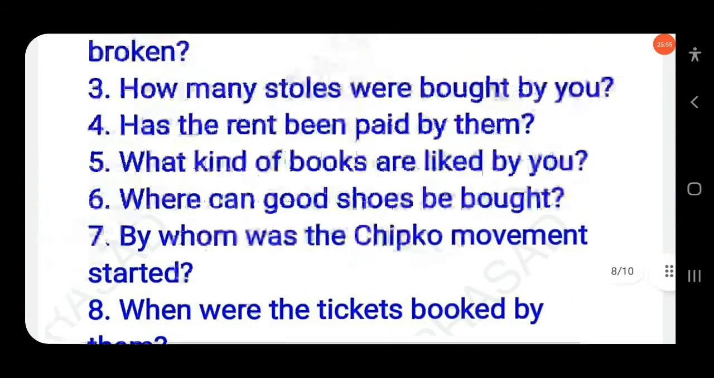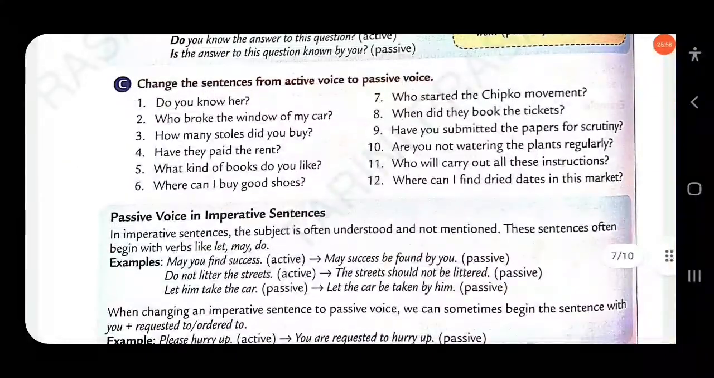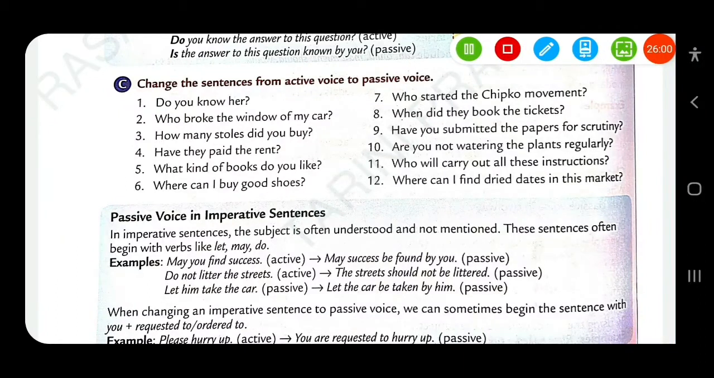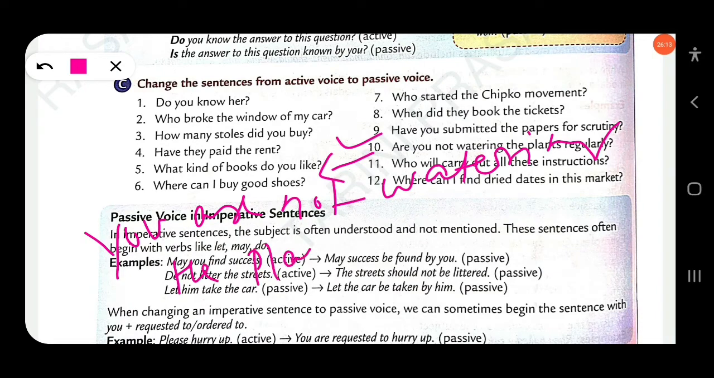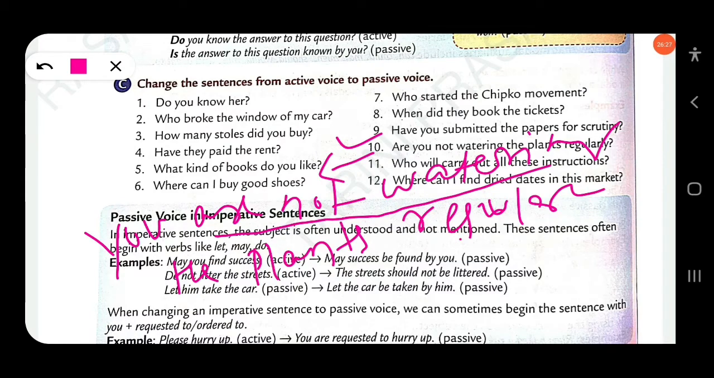Then next question here, are you not watering the plants regularly? Similarly, it is a yes-no question, so you have to change into affirmative. You are not watering the plants regularly. This is an adverb, regularly. Now you have to change into passive. Here which tense is used? Present progressive, negative structure. You are not watering the plants. Here the object is the plants.